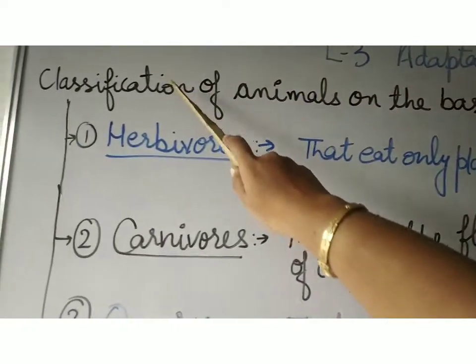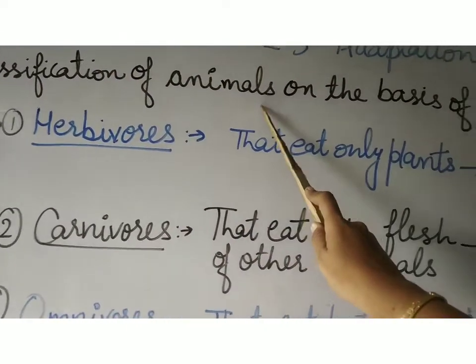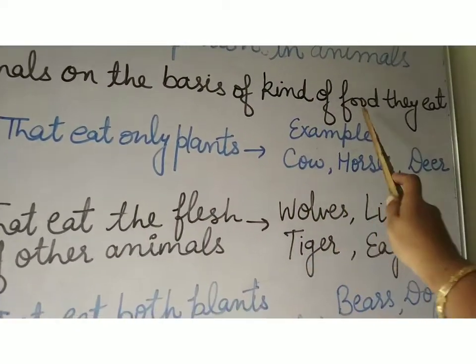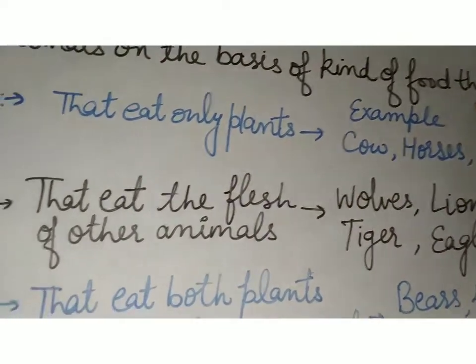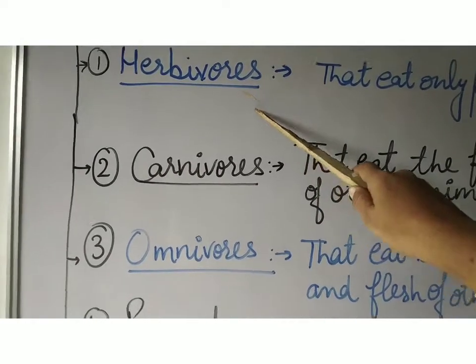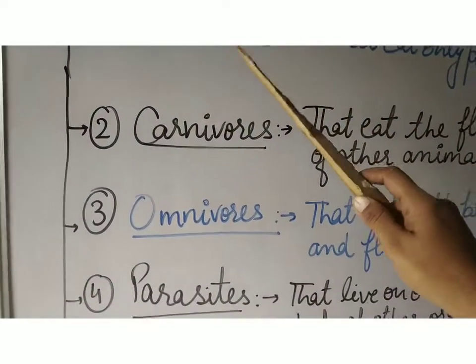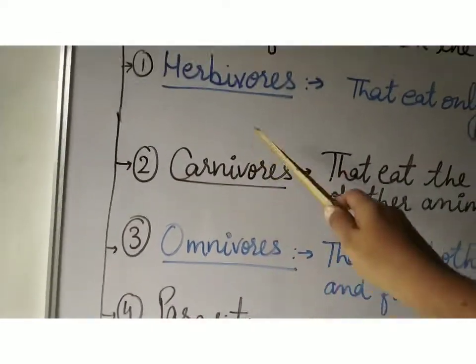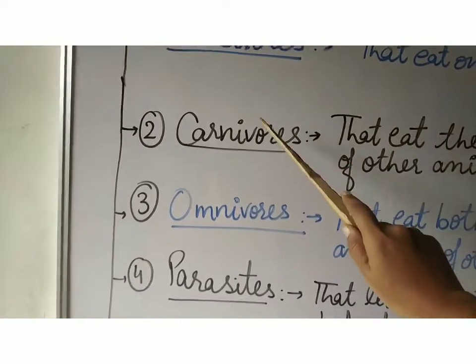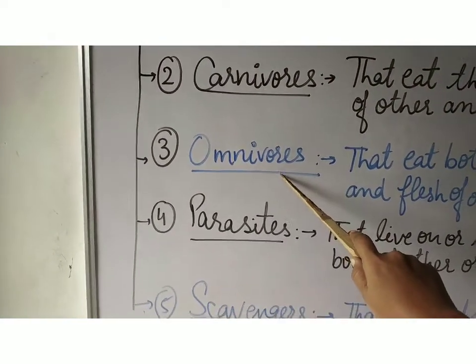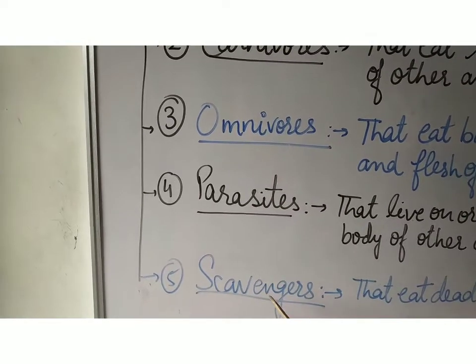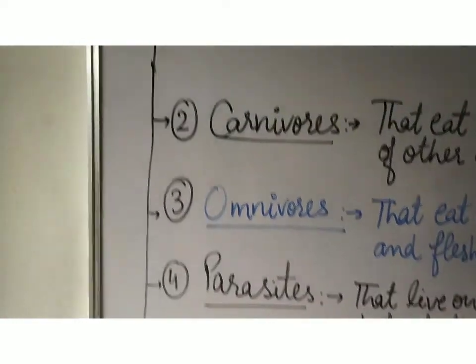Today we are going to classify animals on the basis of the kind of food they eat. On the basis of the food they eat, animals are divided into 5 categories: herbivores, carnivores, omnivores, parasites and scavengers.